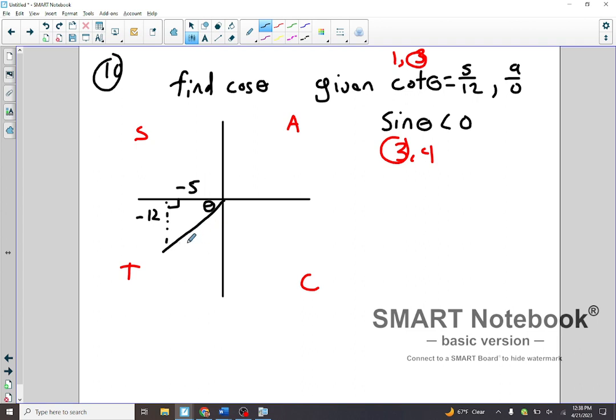Your hypotenuse is always positive, either by the Pythagorean theorem or knowing that it's a distance. Either way, it will be 13. There's a 5, 12, 13 triangle. Get used to those triangles. In this case, what are we looking for? Cosine. Cosine is adjacent over hypotenuse, so -5/13.